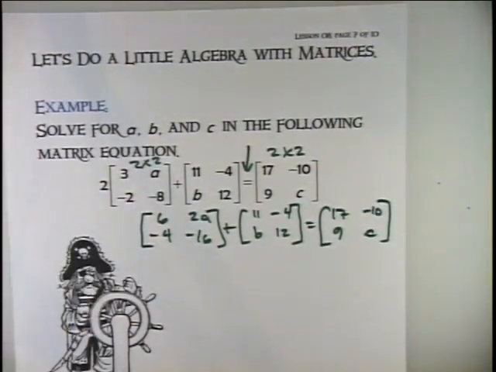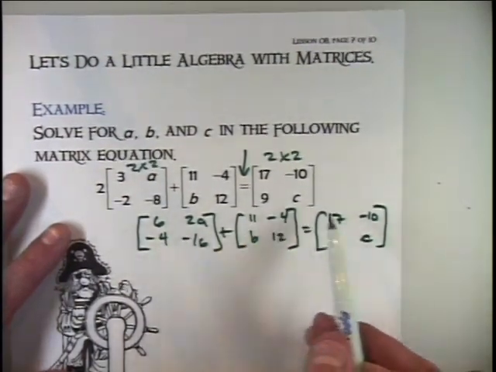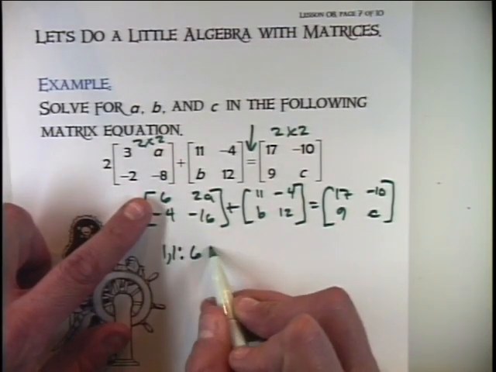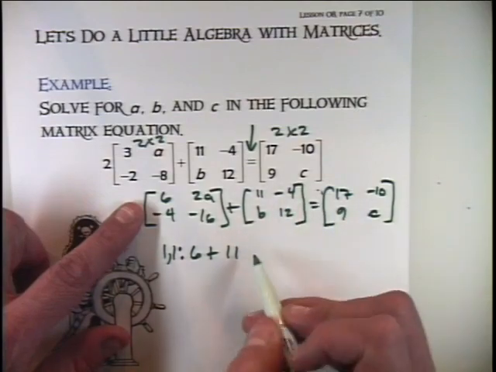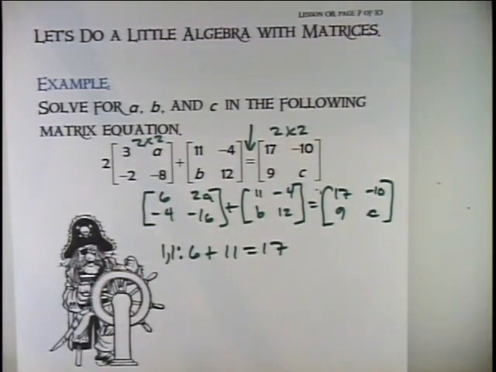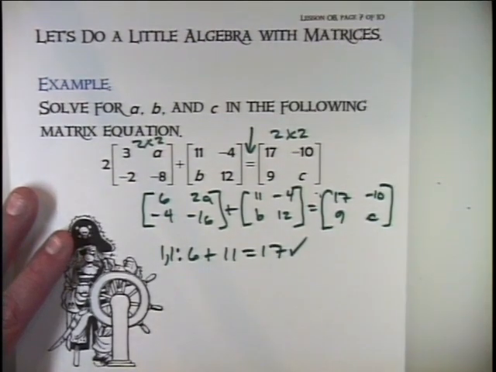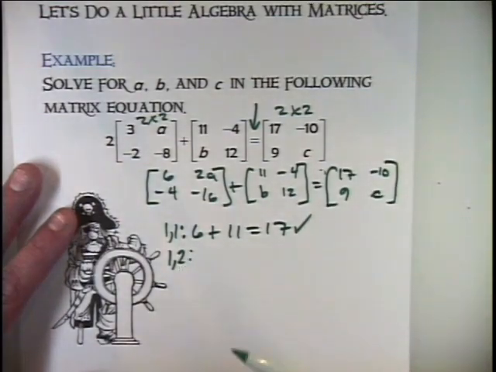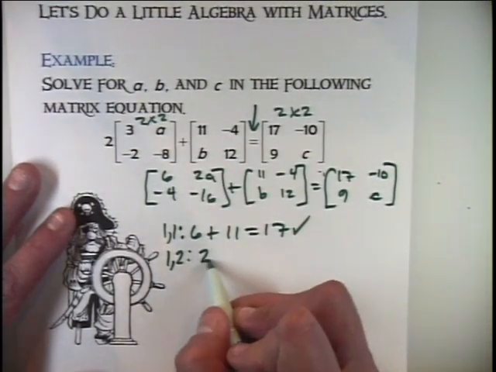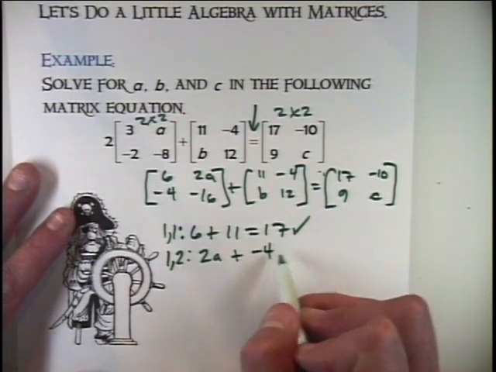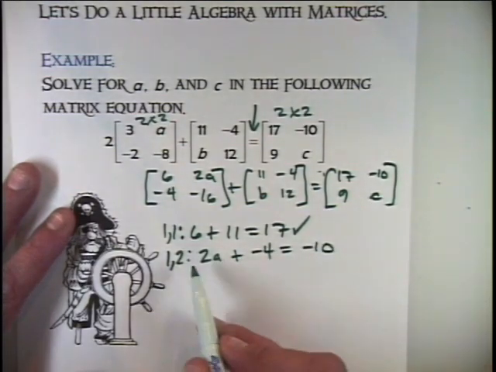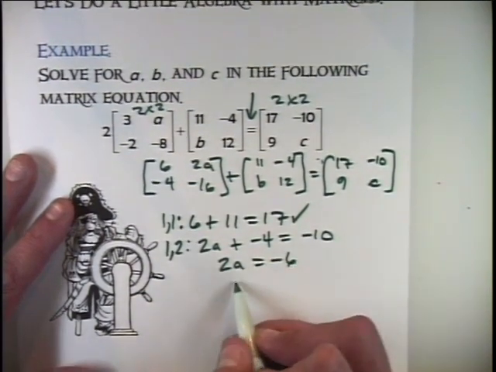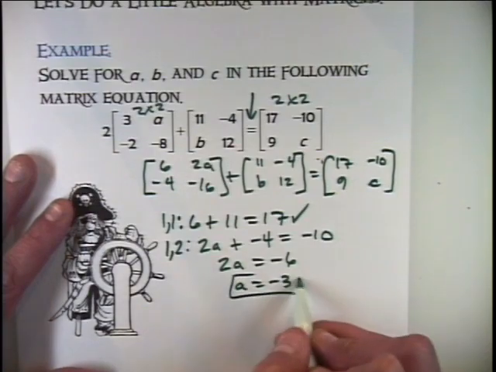What I want to do is create 4 different equations that are going to be the corresponding locations. So let's look at the 1, 1 position. It's going to be 6 plus 11, right there, equals 17. Well, there's no variables there, are there? But what is 6 plus 11? 17. So that's a true statement. That's nice. Let's look at the 1, 2. The first row, the second column. That's going to be 2A plus negative 4 has to equal negative 10. I have a little linear equation now, so I can solve it. That means 2A has to equal negative 6, and if I divide through, I get A equals negative 3. So I found one of them.